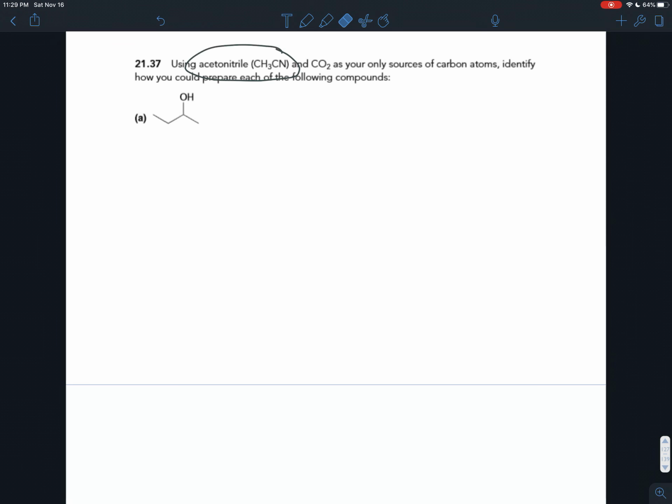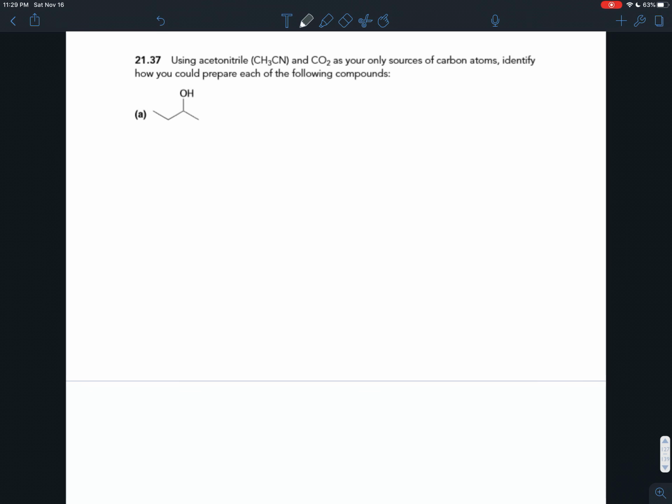You can see it used sometimes with HPLC, high pressure liquid chromatography, to separate proteins or amino acids. So it's a common molecule, acetonitrile. It's very small. It's a 2-carbon nitrile. And then carbon dioxide. So we can use those two common, inexpensive starting materials to make all sorts of things. And in this exercise, we're going to try to make 2-butanol from just those two starting materials.